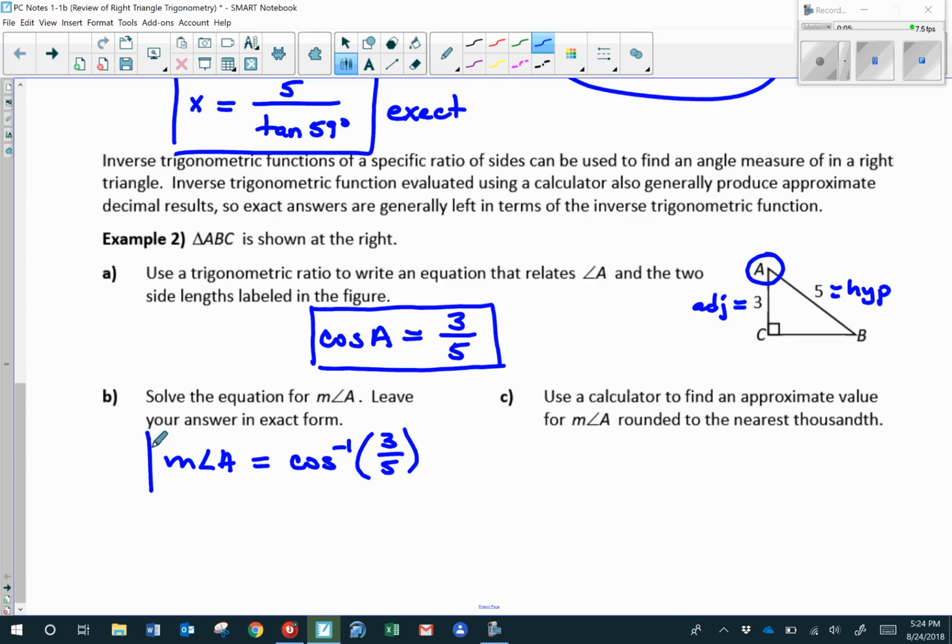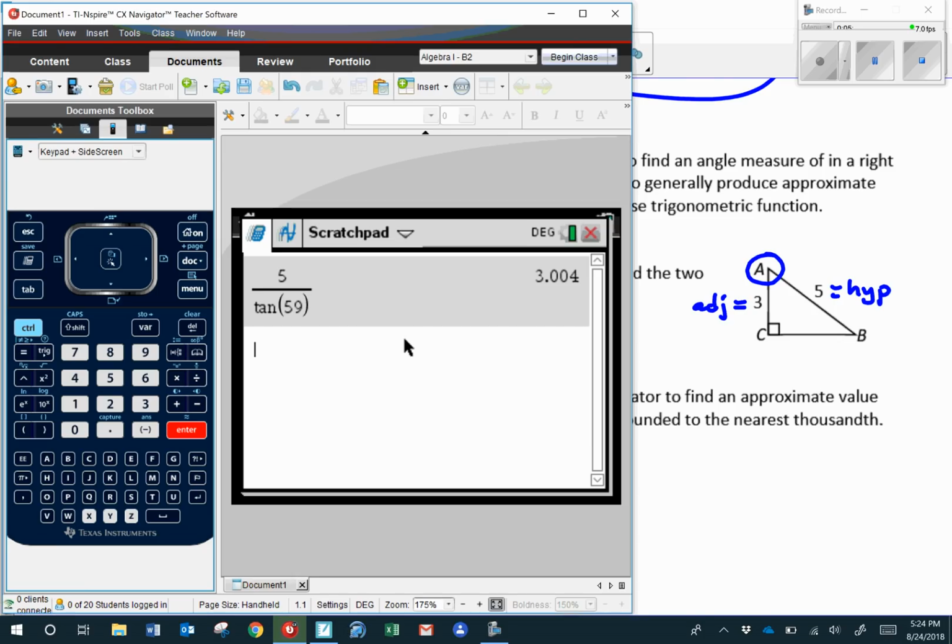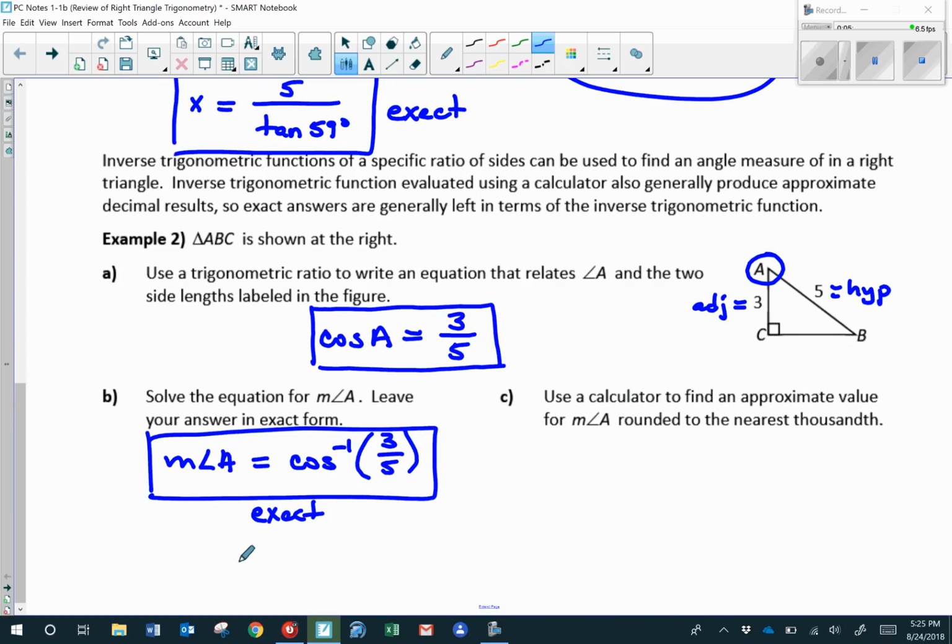So the measure of angle A is equal to the inverse cosine of 3/5, and this is our exact answer because we have not yet rounded it. Once we put it into the calculator, it's going to give us a rounded answer. So in the trig menu, select cosine inverse, and then type in 3/5. Press enter. It gives us 53.130 degrees, which is our answer for part C, the approximate answer.